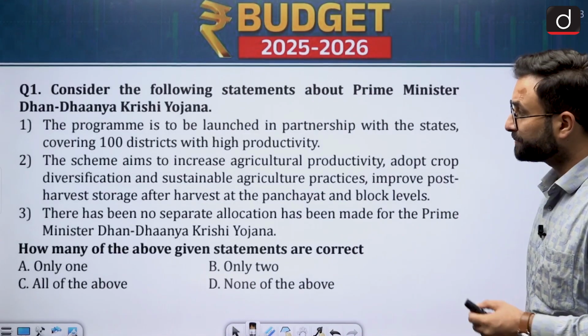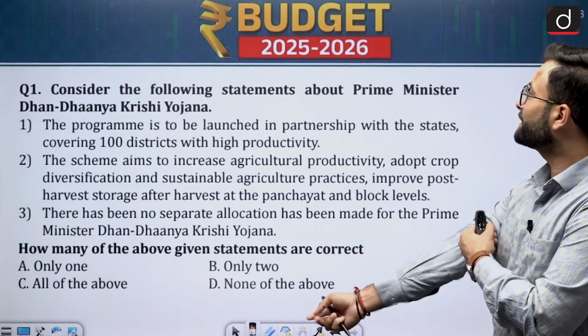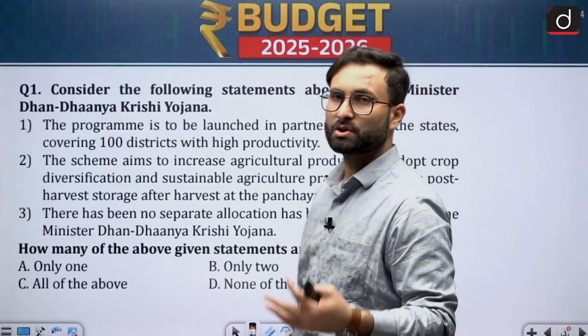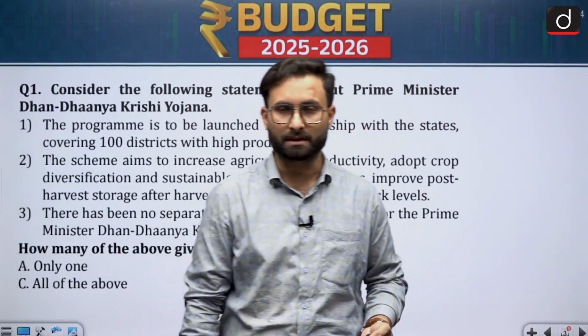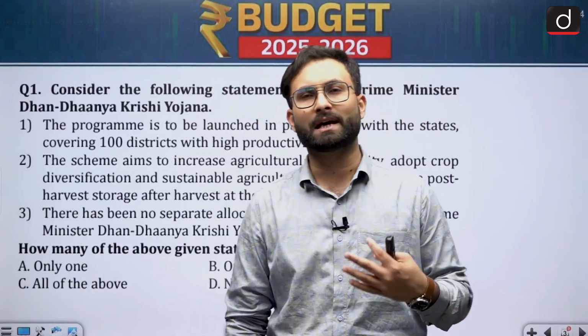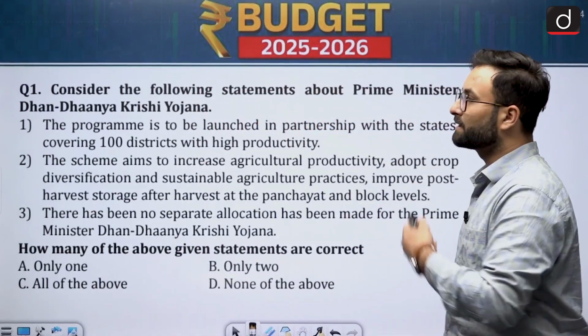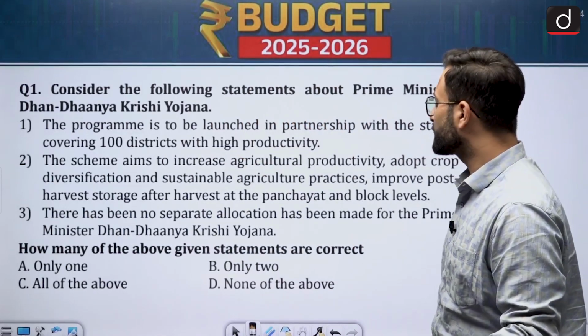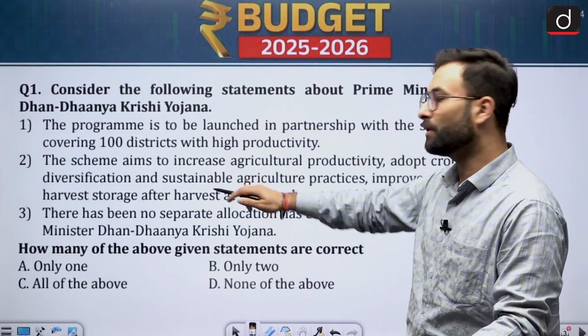The first question is: consider the following statements about Prime Minister Dhan Dhanya Krishi Yojana. Now, Prime Minister Dhan Dhanya Krishi Yojana was for the low productivity districts. On the lines of the aspirational district program, they have come up with this Pradhan Mantri Dhan Dhanya Krishi Yojana. Now let's see the statements. There are 3 statements given. How many of them are correct?